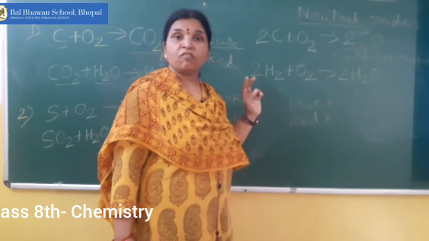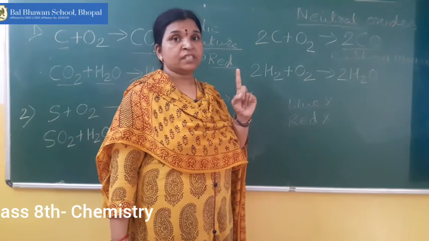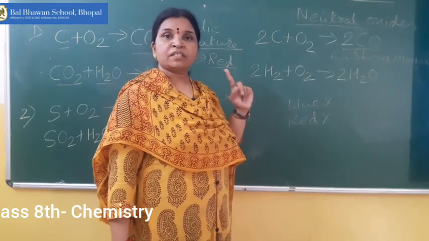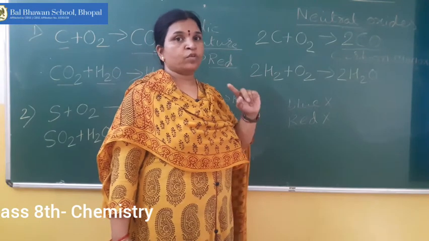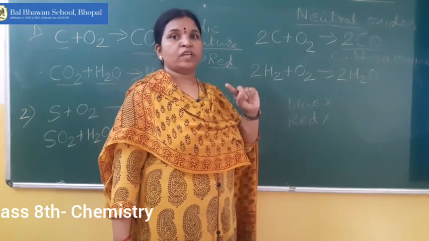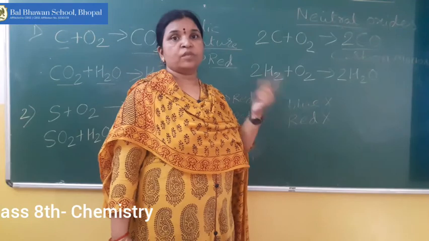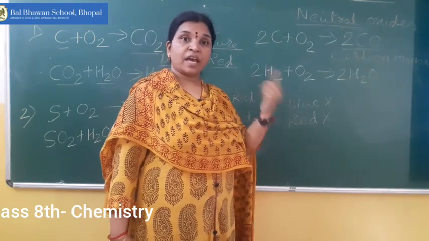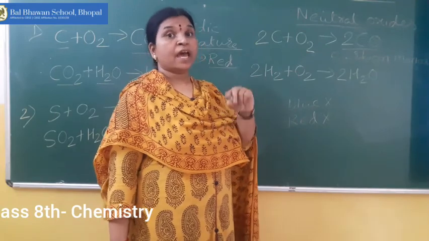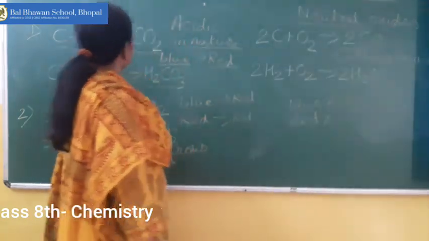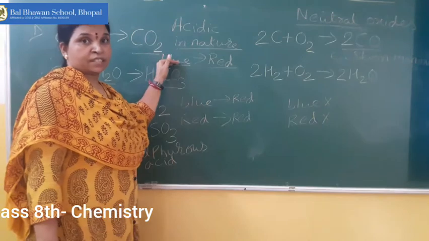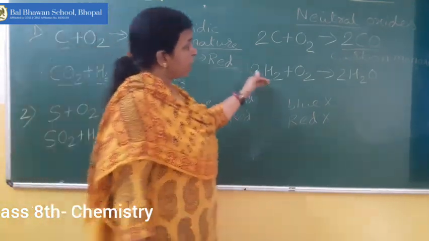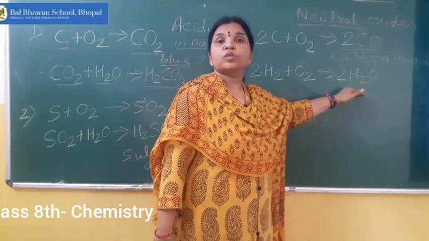So today what we have learned? Amphoteric oxides and neutral oxides. When metals react with oxygen, they produce basic oxide. Few metals, when they react with oxygen, they produce amphoteric oxides, means they behave like acid as well as base. And when the non-metals react with oxygen, they produce acidic oxide. And few non-metals, when they react with oxygen, they produce neutral oxide.